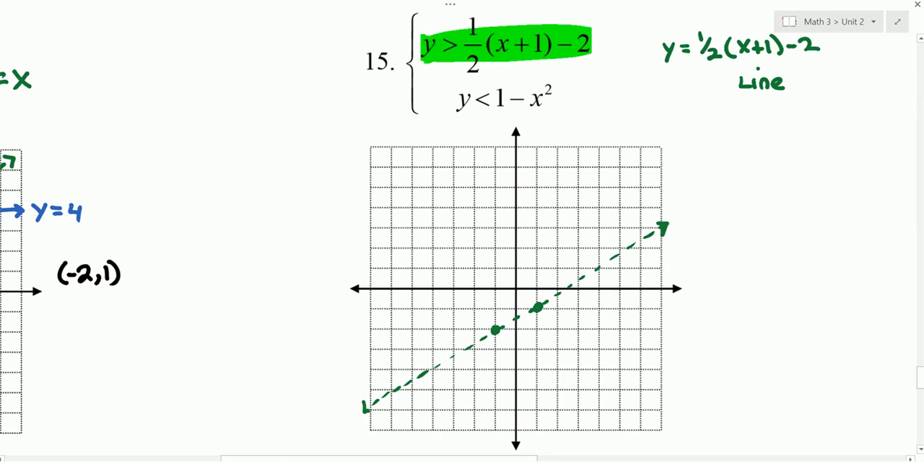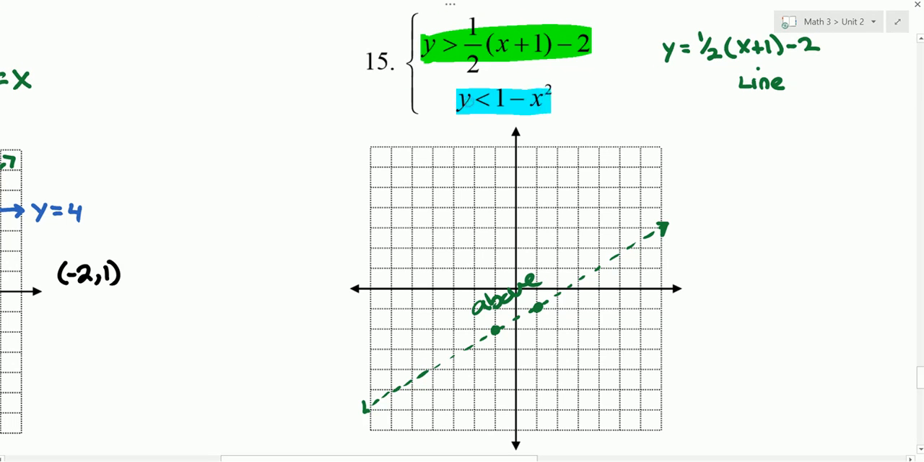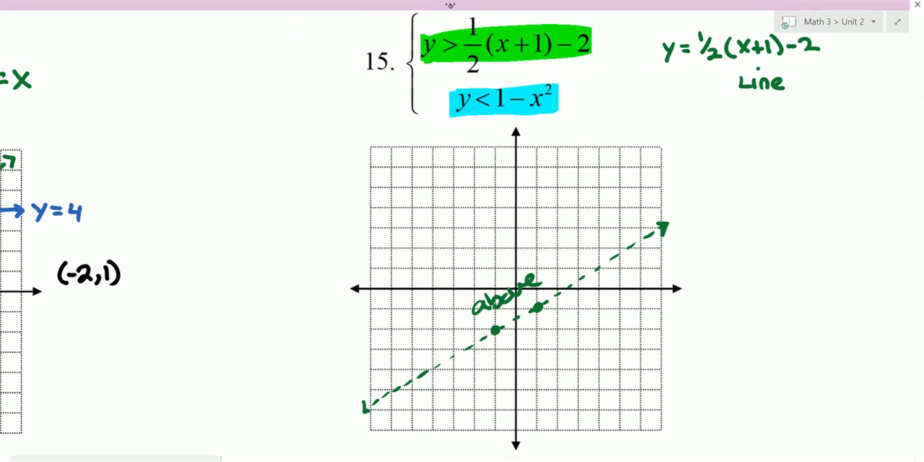And it's greater than, so we're going to shade above. This time I'm not going to shade yet. I'm just going to maybe write the word above that line to know, okay, I'm going to erase that, but eventually I need to shade above that. I'm going to hold off on that. Okay, so the next one I'm going to graph in blue.